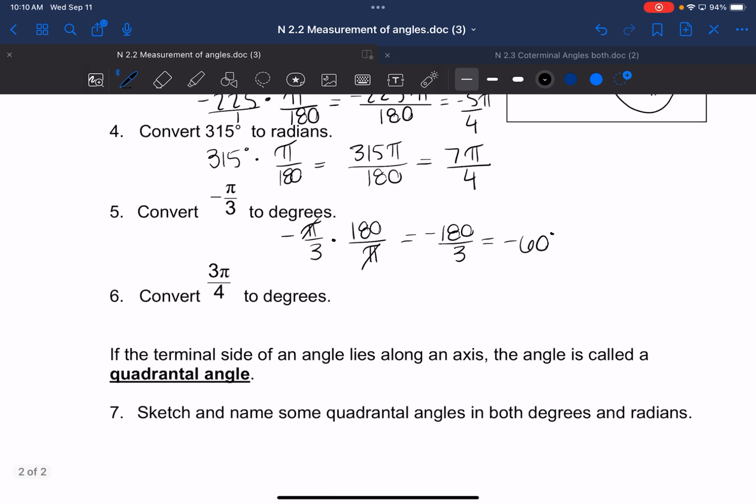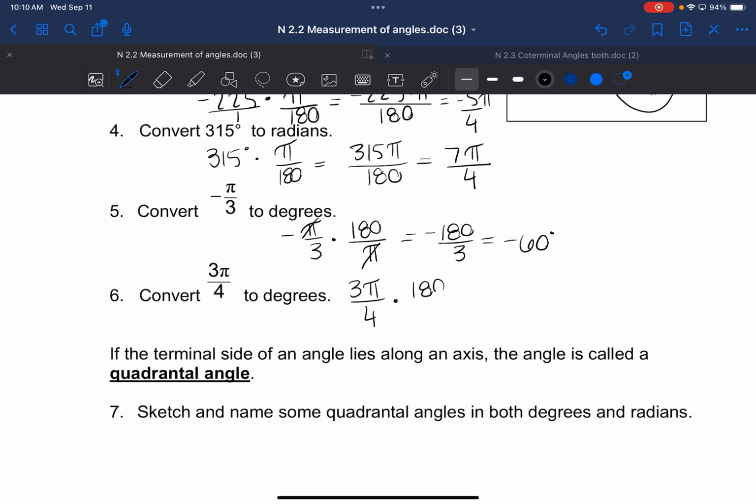All right. Number 6, we're converting 3 pi fourths to degrees. So I need to multiply this by 180 over pi. So my pi's, again, are going to divide out. Okay. I can go ahead and multiply here, or I could simplify. 4 is going to go into 180 45 times. So I could simplify there. So then it'd just be 3 times 45. What's that going to be? Good.